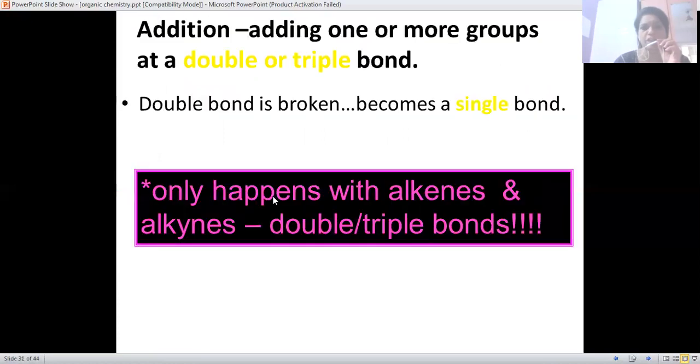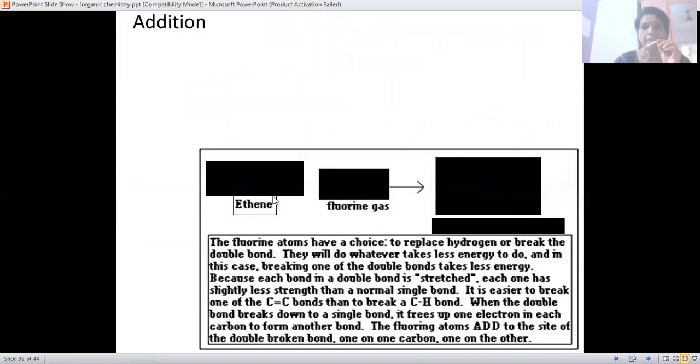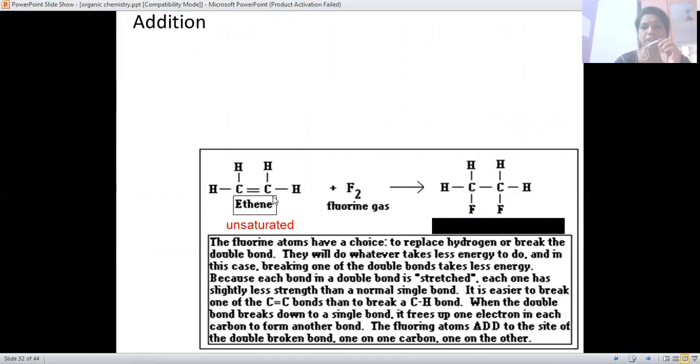Then what is the addition reaction? It is a type of addition by adding one or more groups with the attachment of a double or triple bond. So it's very simple. If you are adding to the saturated compound with the unsaturated compound, now we will see the small experimental part. If the fluorine atom is replaced by the hydrogen, this is the fluorine gas, and you are just condensing this gas with the ethane. Ethane is having a double bond structure, an unsaturated compound.